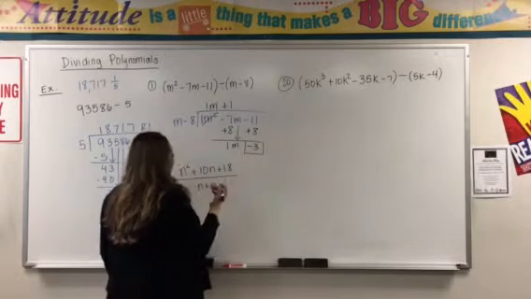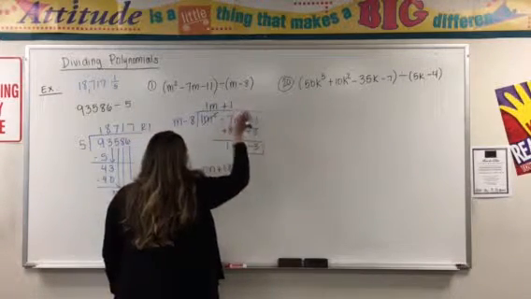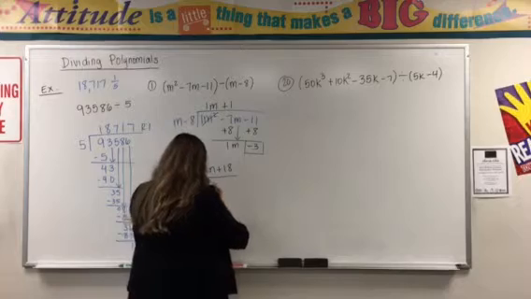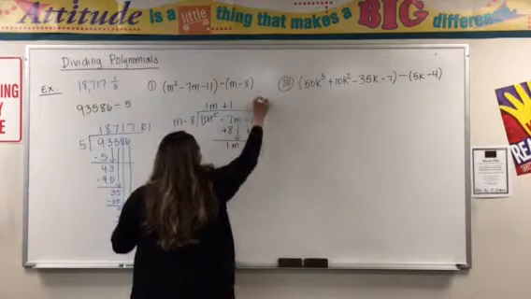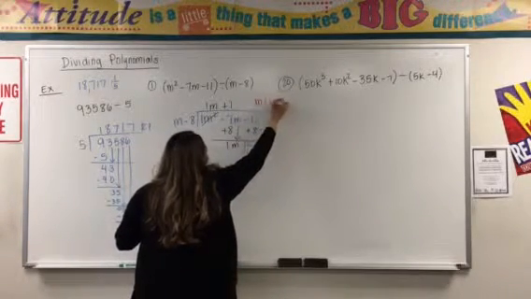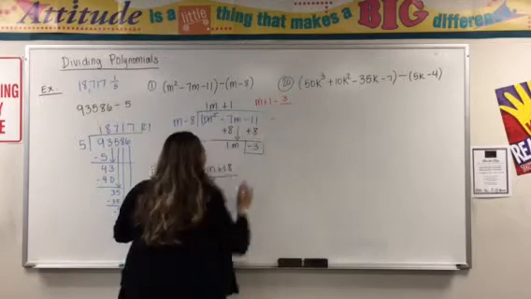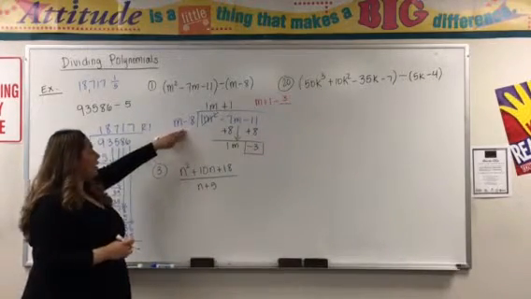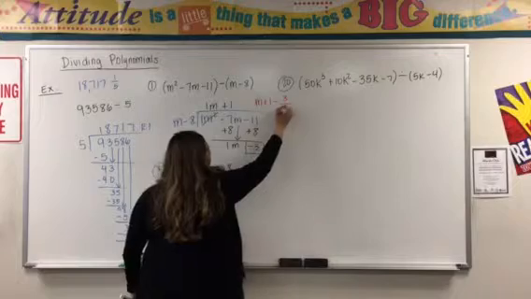So the way we're going to write our answer for this one is, let me put it in red so we don't get confused. m plus 1 minus 3 over whatever we're dividing by. So it'll be m minus 8.